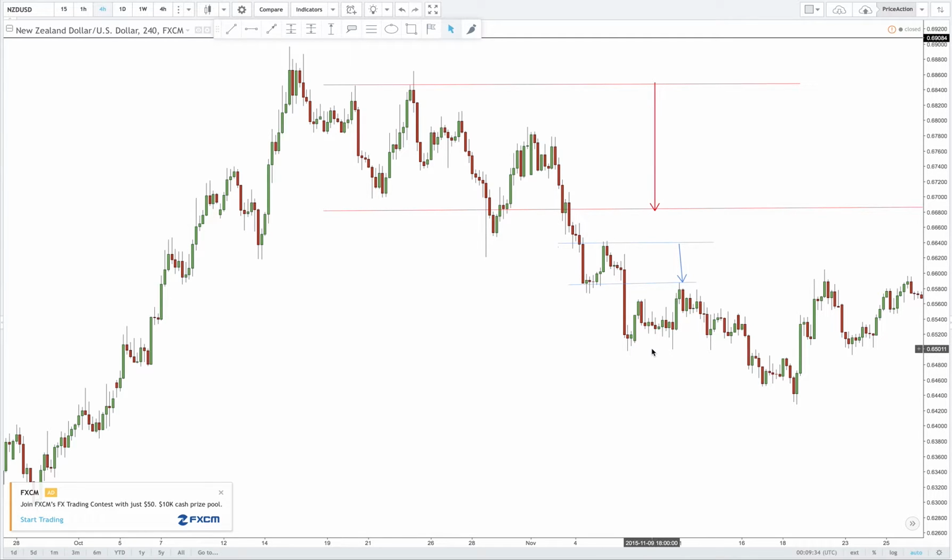Okay, there's a lot of rejection that's happening here. So we'll mark this line right here, and we'll see how it goes. So it goes up, comes down, goes up, boom. So over here is an opportunity for you to get in as a counter trade.